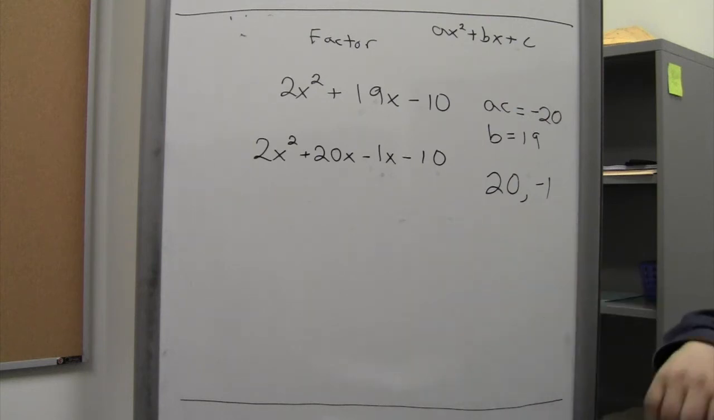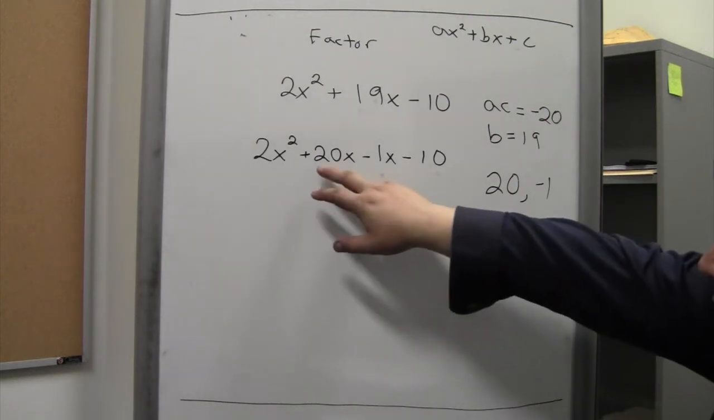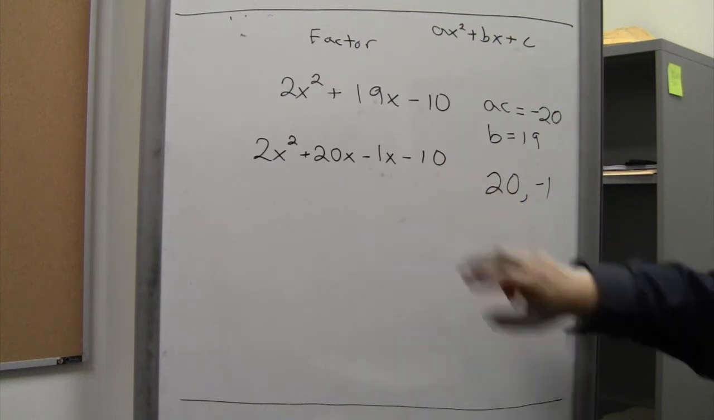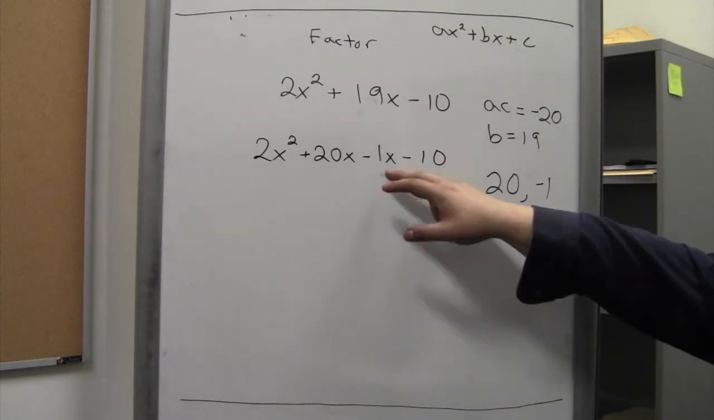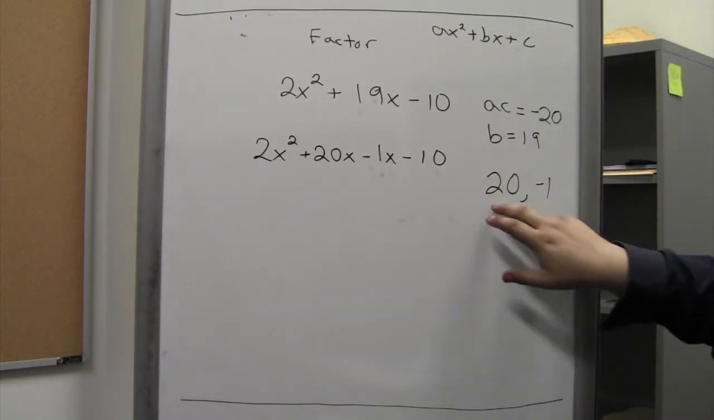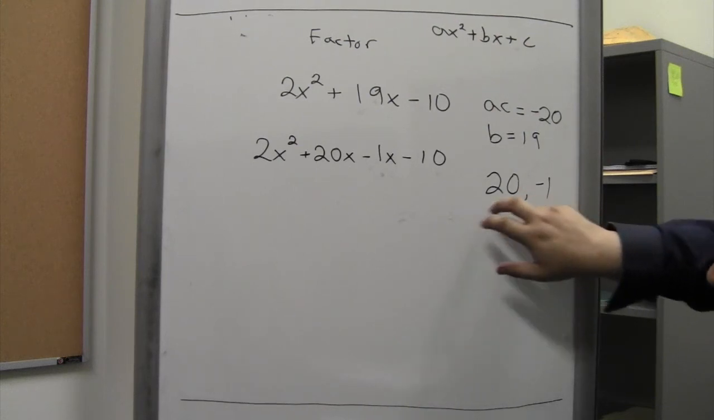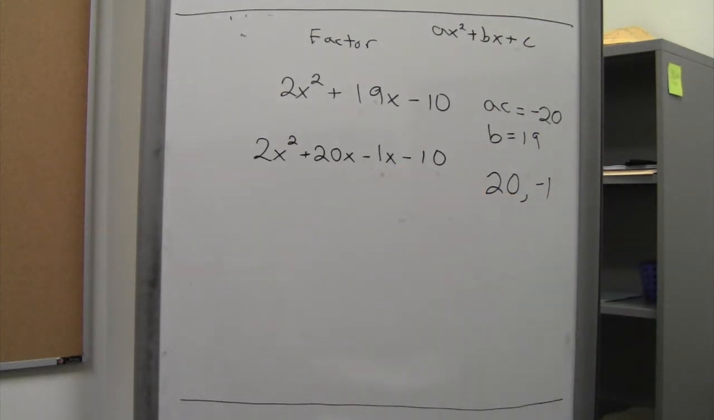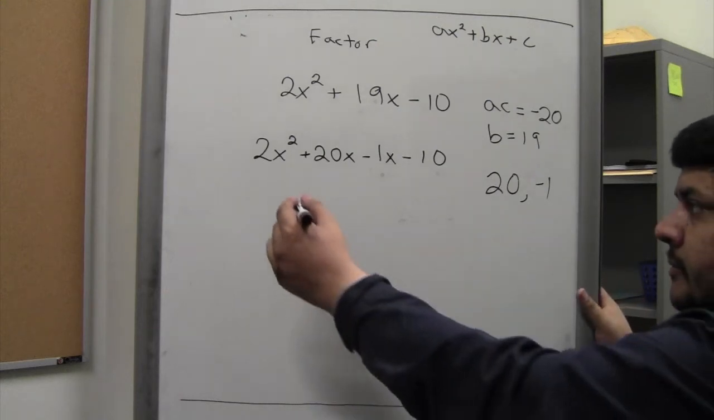And what we have here is 2x squared plus 20x minus 1x minus 10. Now, you don't really need to write the 1 here, but I'm just doing it to demonstrate that these two numbers are what go here. Let's get this all put together so we can factor by grouping.